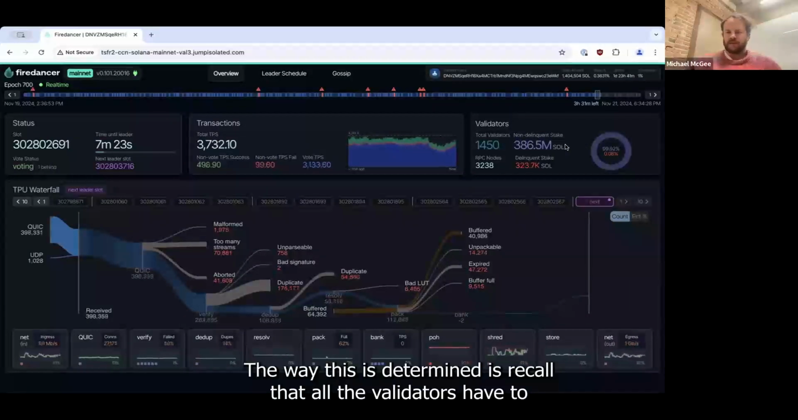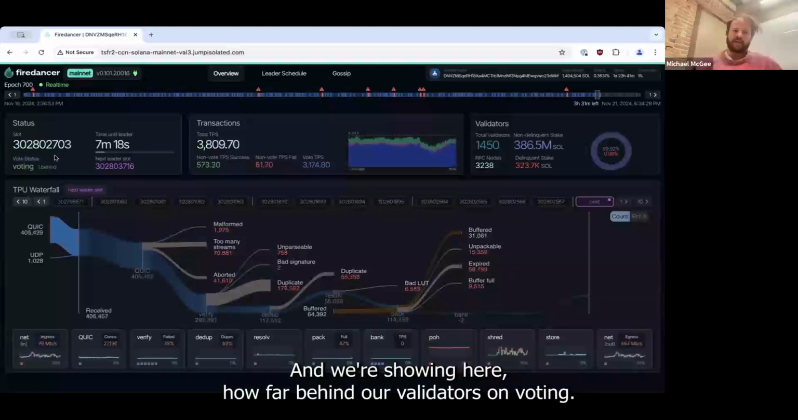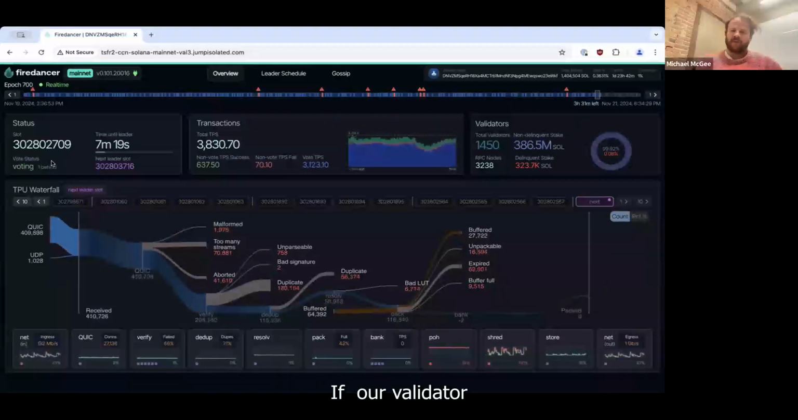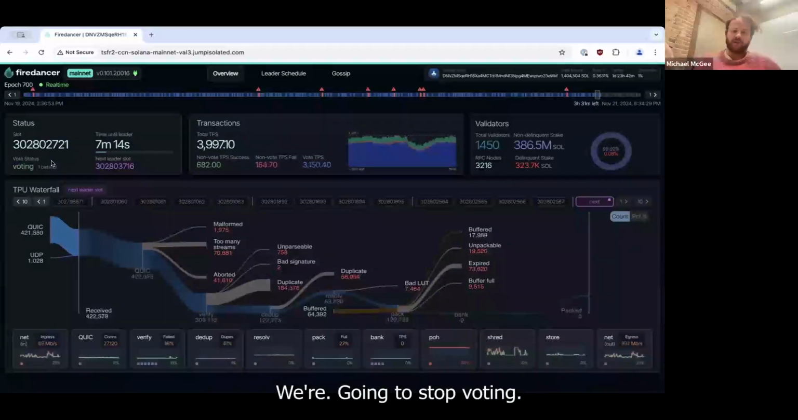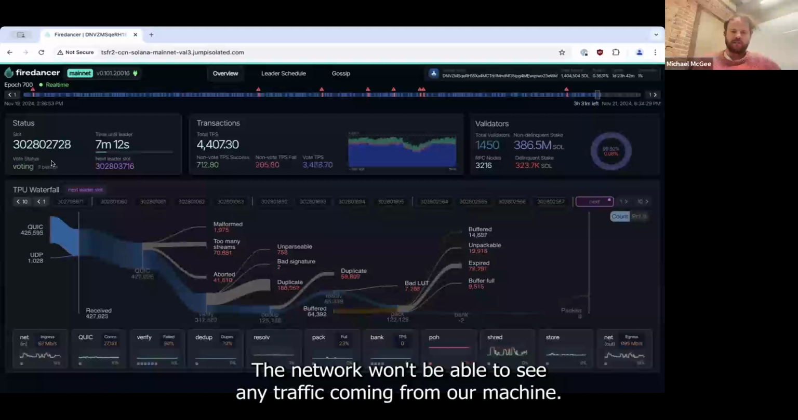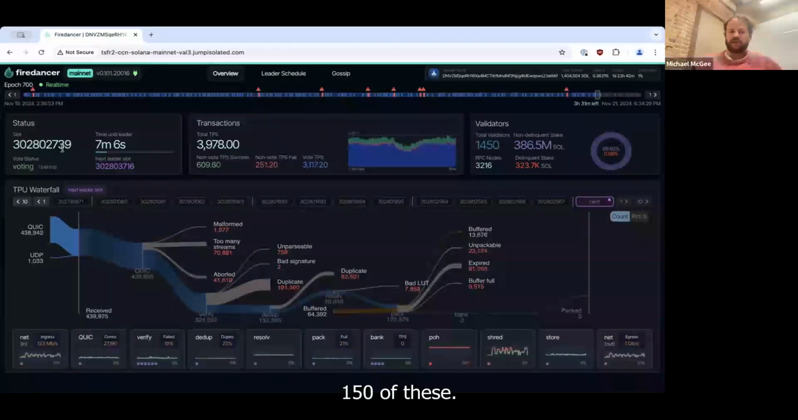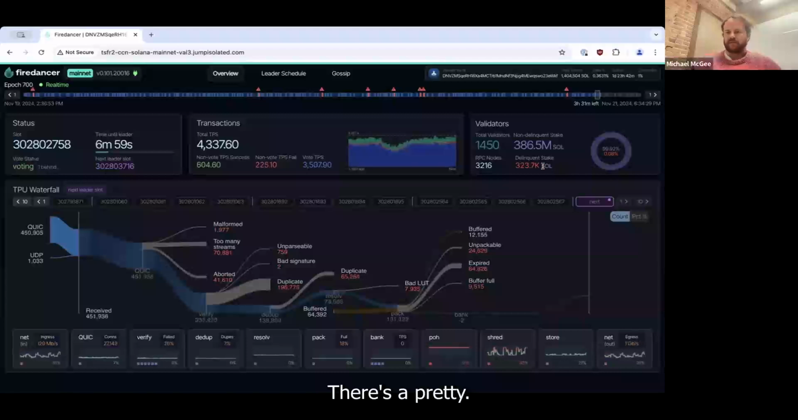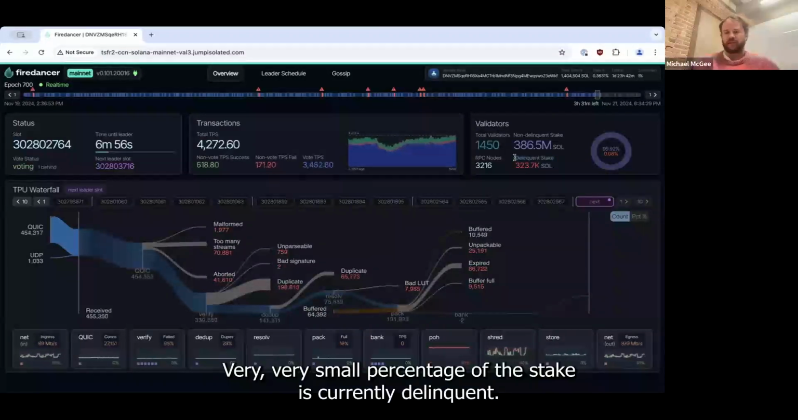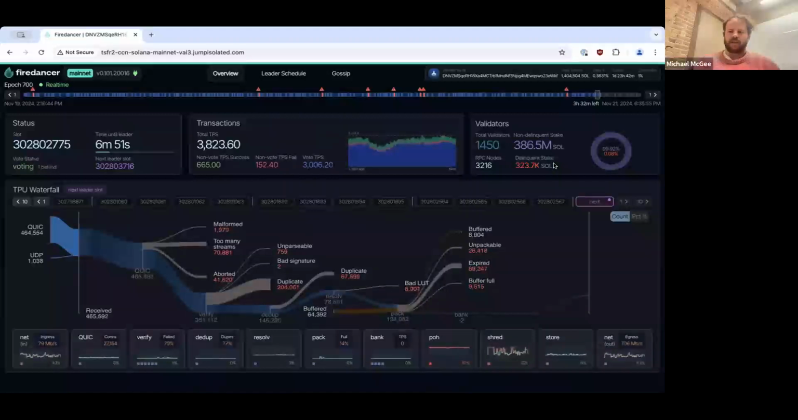The way this is determined is, recall that all the validators have to vote on every block, and we're showing here how far behind our validator is on voting. If our validator computer has, let's say, a power failure and it switches off, we're going to stop voting. The network won't be able to see any traffic coming from our machine. And once we haven't voted for 150 slots, 150 of these blocks that are getting produced, the network is going to consider us delinquent. And so you can see there's a very, very small percentage of the stake that is currently delinquent. This means the network's very healthy. Almost none of the machines are offline.